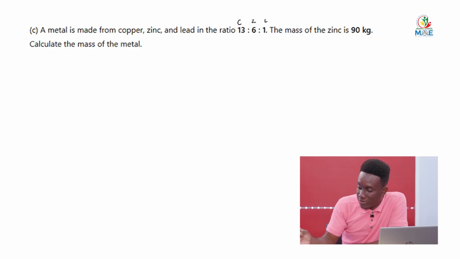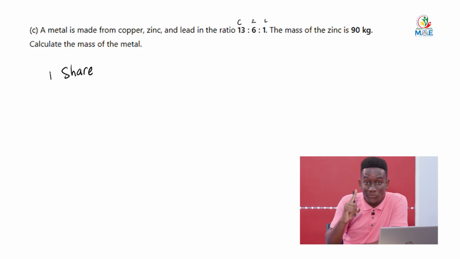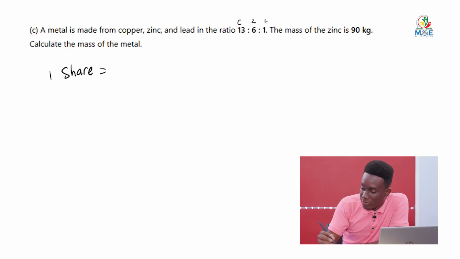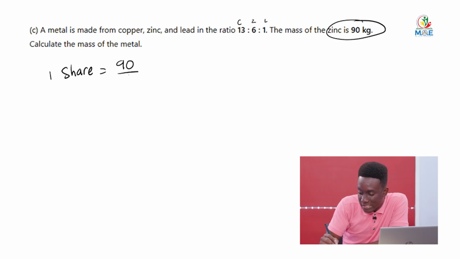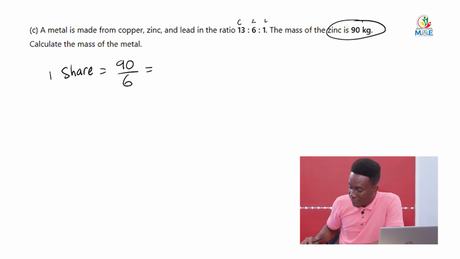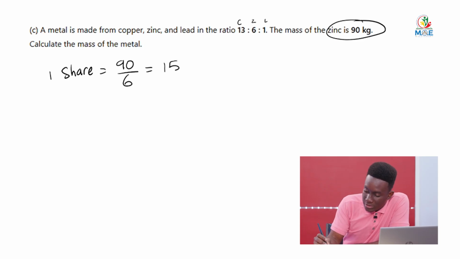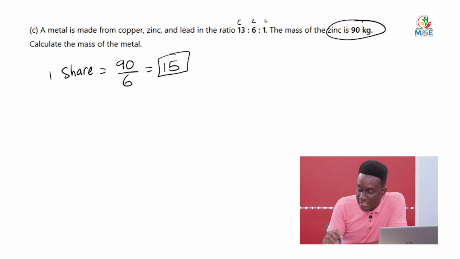So the most important thing when dealing with ratio is to find the value of 1 share. In order for us to find the value of one share, we know zinc has a mass of 90 kg, and we know zinc has a share of 6. So this will be 90 divided by 6, which will give us 15. So the value of one share is 15 kg. So one share has a mass of 15 kg.